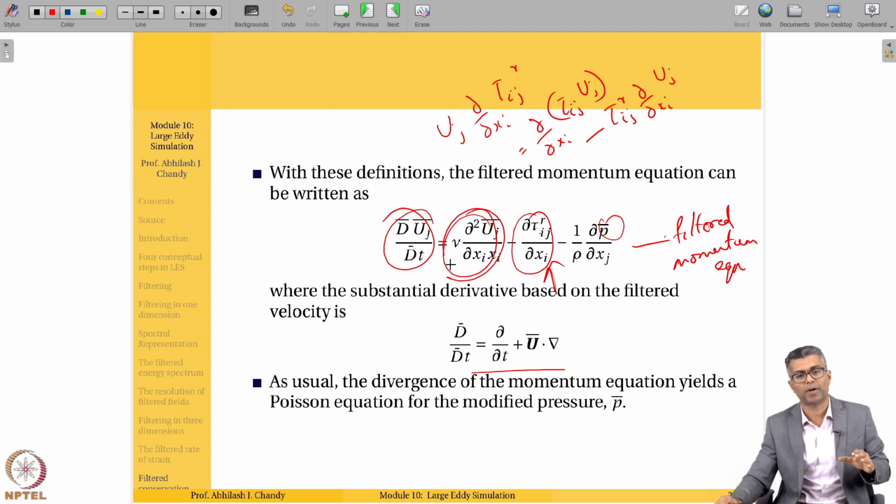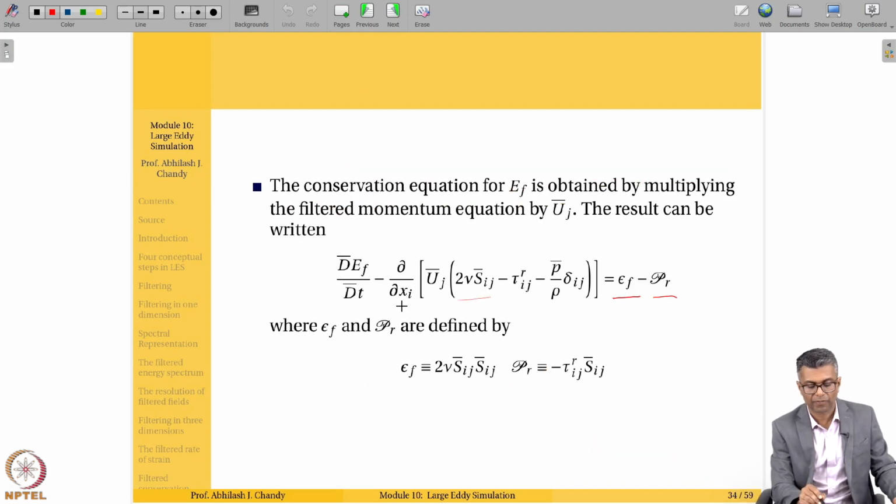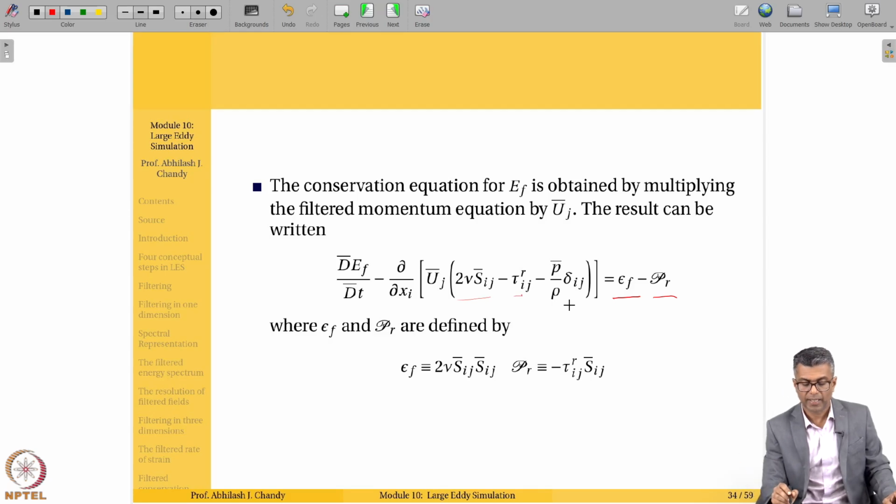When I multiply by uj, I take one of the derivatives out, and then you will notice what I get here. I will have ∂/∂xi of this uj times one of the derivatives, which can be written as the strain rate, and then minus uj times τij^r, which I showed earlier how I get, and then minus the pressure term as is. So I'll have uj times p̄/ρ δij. Then the left out terms, I take to the right hand side. And then what I have is εF minus PR.